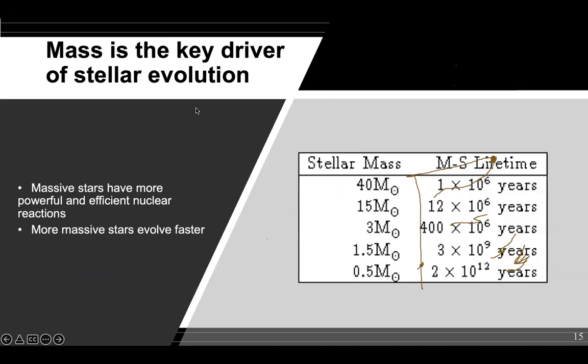So what we see here is that mass is the key driver for stellar evolution. Low mass stars have a main sequence life of about 10 to the power of 6 years, while high mass stars have lower lifetimes, about a million years, while low mass stars like 0.5 solar mass stars live for giga years.